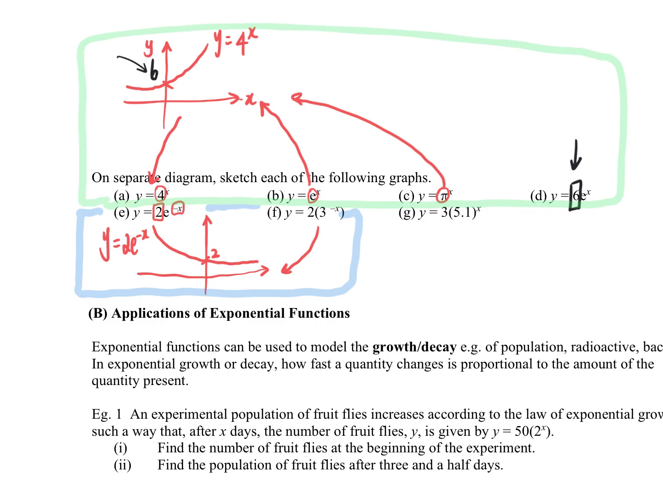Okay, what about the last one? Is it the green type or the blue type? The green type, right? Because it's positive. This number here is more than 1. So it's going to be this shape, but pass through the y-intercept at 3. So the shape is either this or that. That's all.